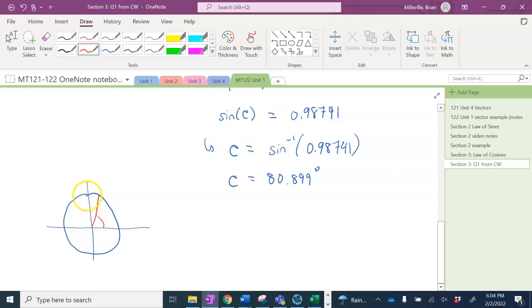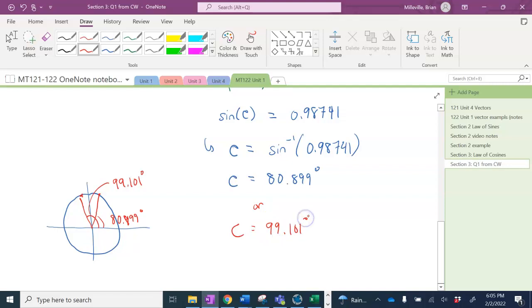The other solution at the same height in the second quadrant, remember y is sine on the unit circle, would be 180 minus that angle. So we just found this one is 80.899. If you do 180 minus 80.899, you will get 99.101 degrees. All right, so that's the other solution. So the question is, which one is it? Okay, is it 80.899 or is it 99.101?